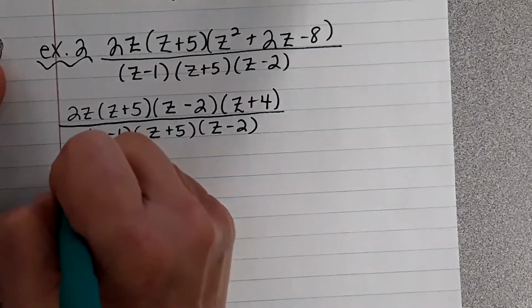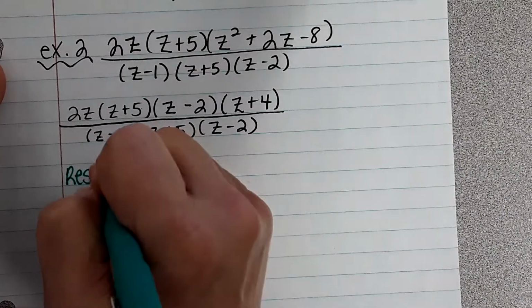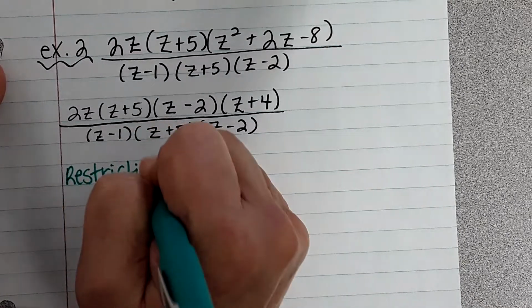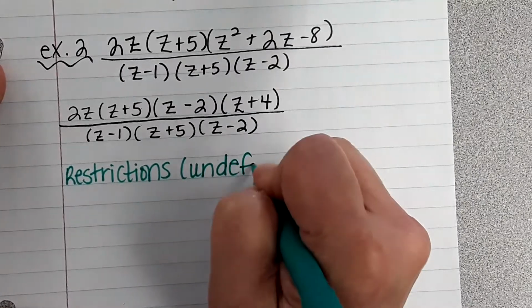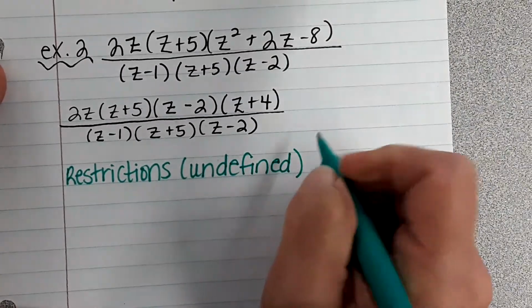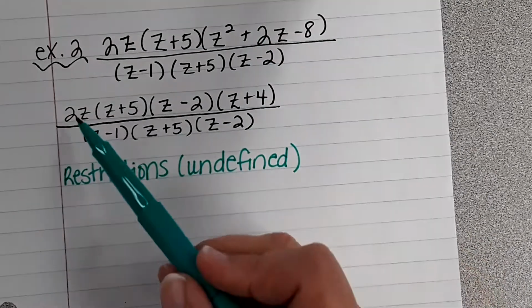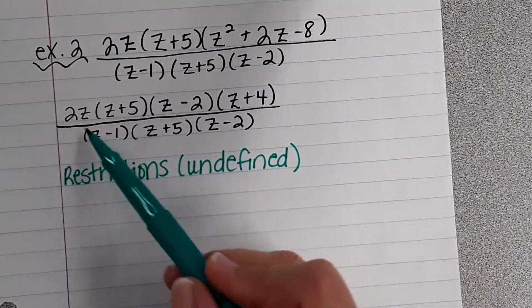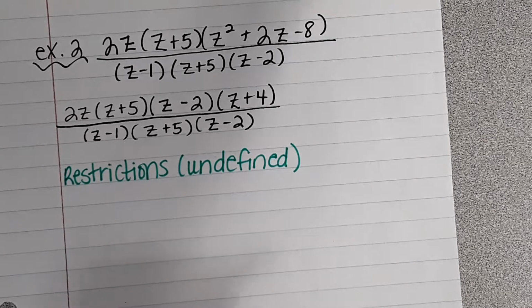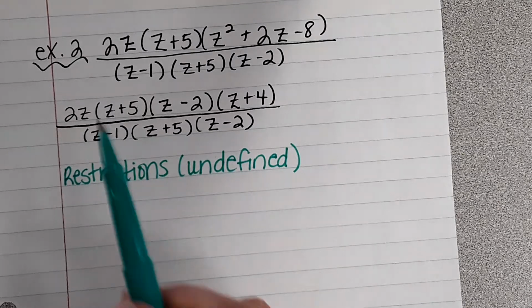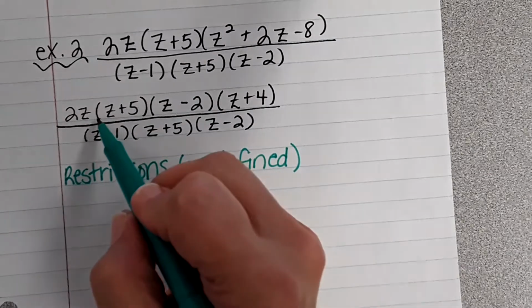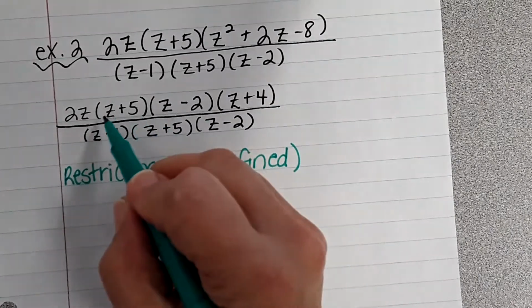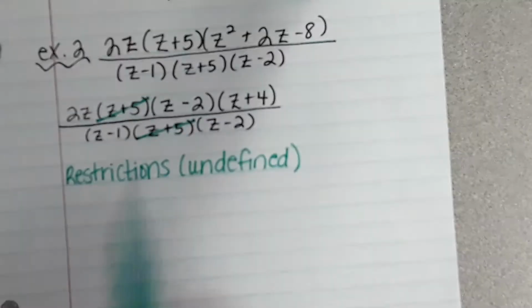Okay, so now we're going to state our restrictions, which means where is this rational expression undefined? Okay, so is there anything that we can reduce with the 2z? Like, is there a z on the outside or a number on the outside of the parentheses? No, so we're going to leave 2z alone. Is there a z plus 5 that I can cancel out in the denominator? So remember, z plus 5 is an entire entity. So we're going to go here and we're going to go there.